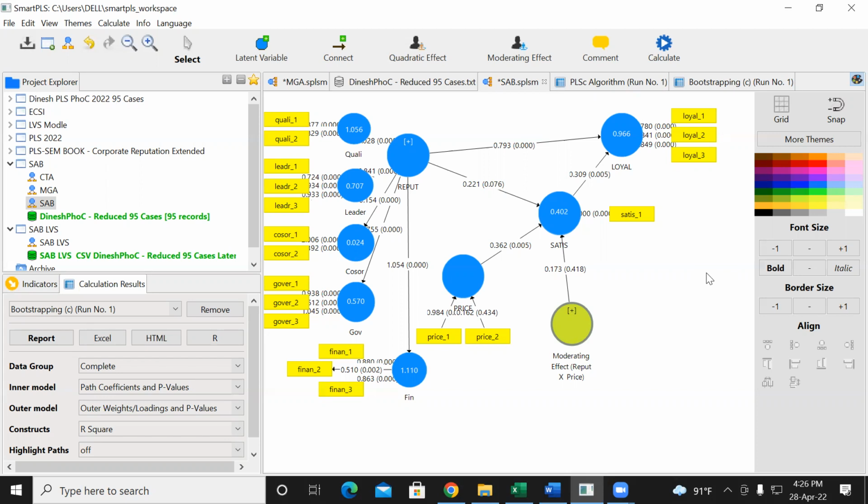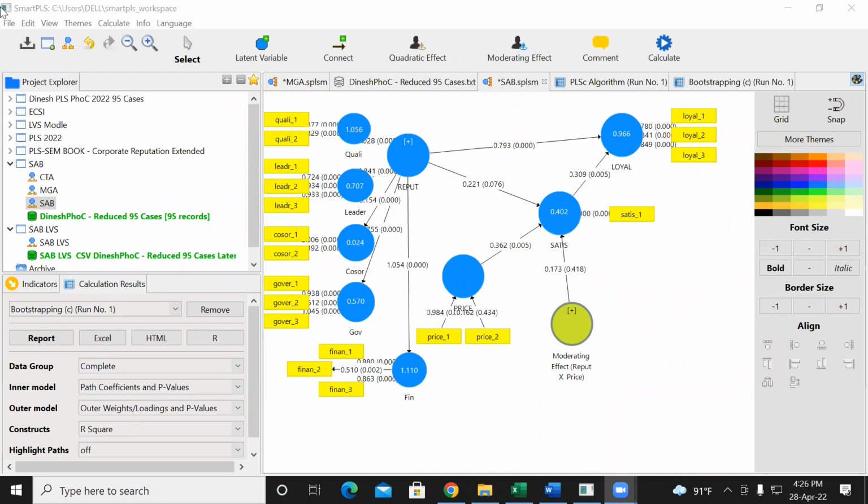Now, how can you interpret whether satisfaction mediates the relationship between reputation and loyalty or not? That's question number 1. Second, if mediating, what's the nature of the mediation? Whether it's a perfect or full mediation, or partial mediation. These are the two questions you have to answer. This one is answering in the chat box: yes, there is a partial mediation between reputation and loyalty. Yes, correct. It's a partial mediation.